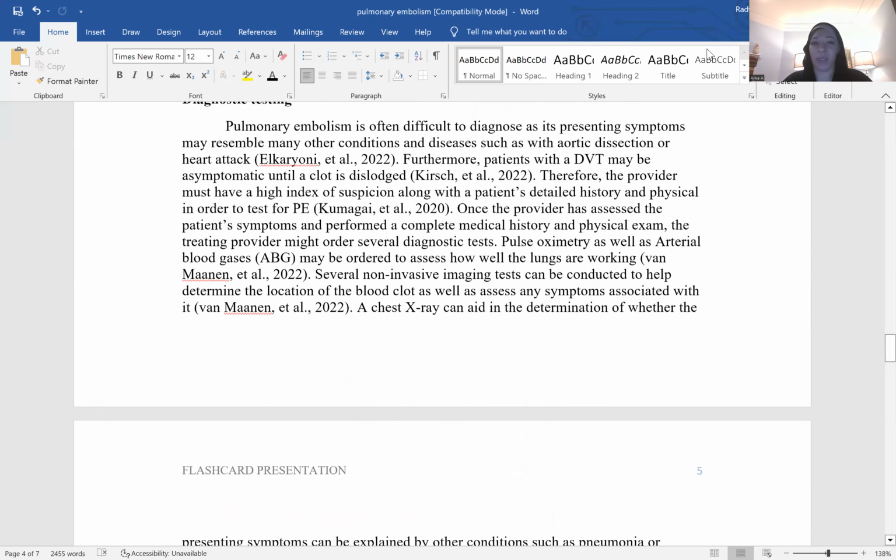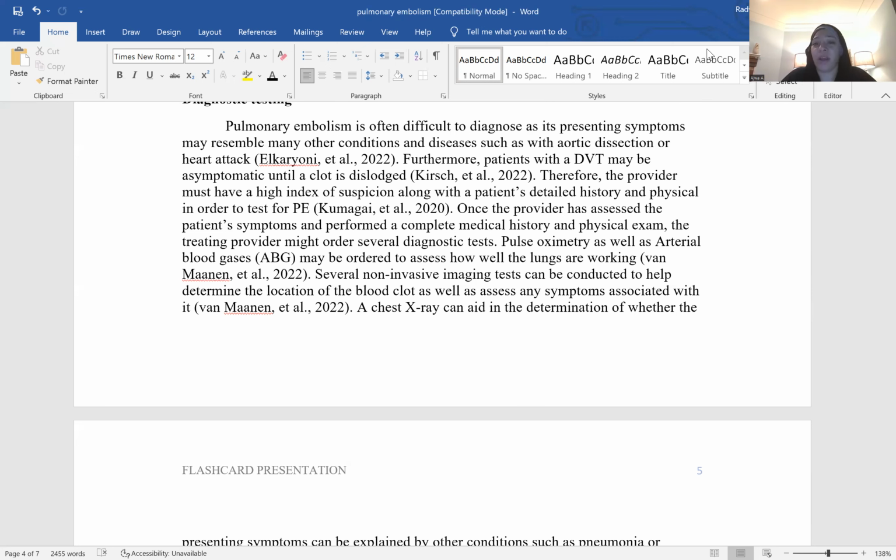So how do we diagnose PE? It's often difficult to diagnose as its presenting symptoms may resemble many other conditions and diseases, such as aortic dissection or heart attack. Furthermore, patients with a DVT may be asymptomatic until a clot is dislodged. Therefore, the provider must have a high index of suspicion along with the patient's detailed H&P in order to test for PE. Once the provider has assessed the patient's symptoms and performed a complete medical history and physical exam, the treating provider might also order several diagnostic tests.